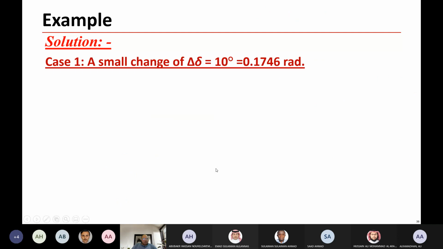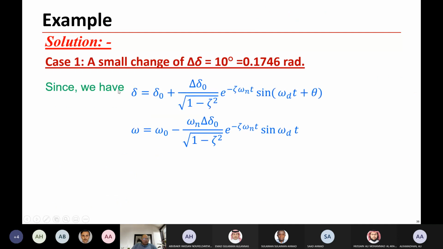Okay, so this is omega d, and you can substitute directly in this formula: delta equal to delta 0, the initial angle, plus the change in the angle, square root of 1 minus zeta square e to the, and so on. All the quantities are known, and also in this formula. You can, of course, write F equal to omega by 2 pi, so you can have the frequency of oscillation.